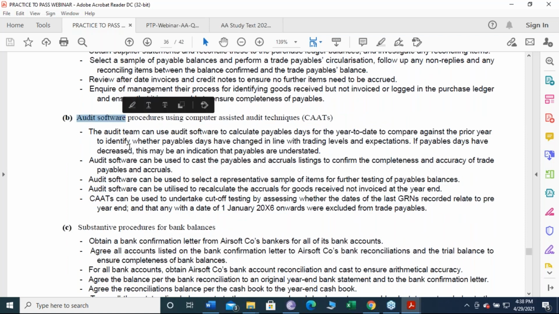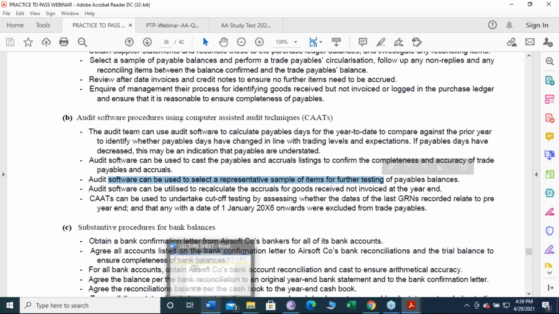How to apply audit software? The audit team can use audit software to calculate payable days for the year to date to compare it against the prior year. If there is any significant difference, you need to have a discussion. Audit software can be used to cast the payable balance and accrual listing, to make sure of completeness and accuracy. Audit software can be used to select a representative sample of items for further testing. For example, a sample can be selected with the help of software.